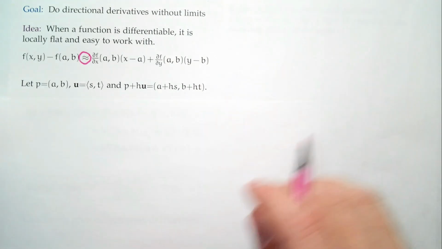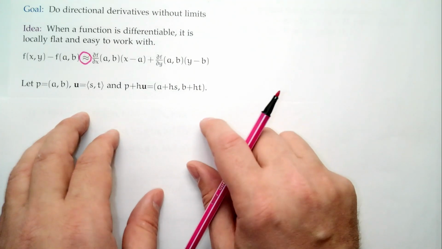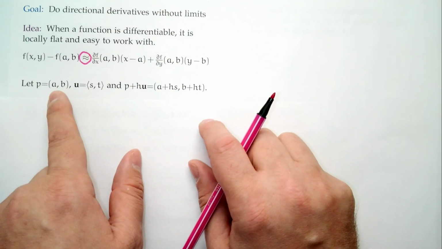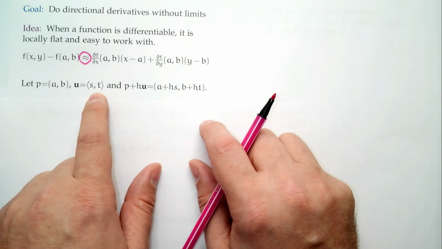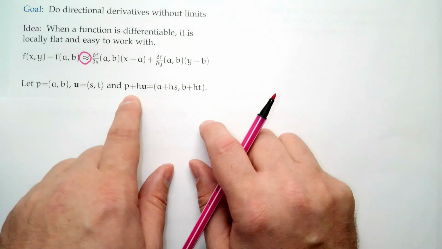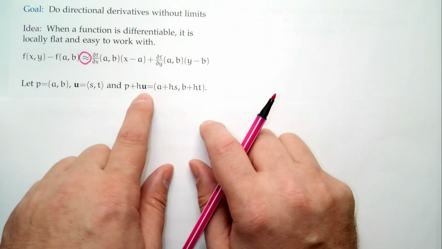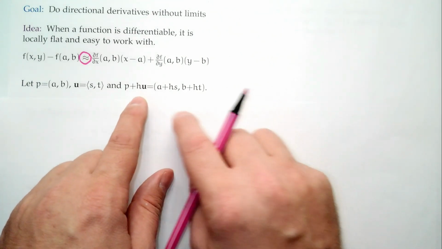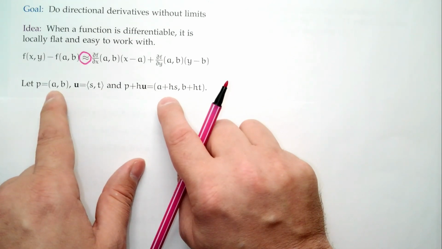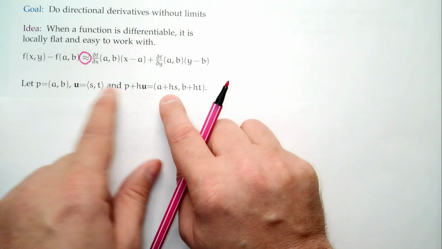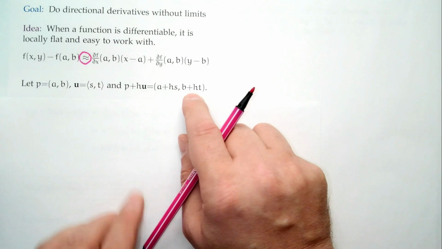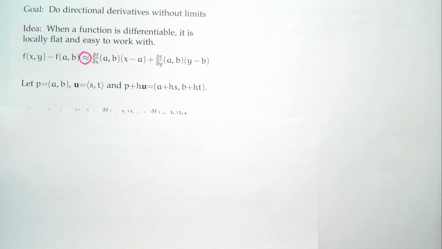Okay, so here we go. Let's just put our notation together. Our point is going to be a, b. Our vector, that's a unit vector, that's s, t. So that our point p plus h times our unit vector, well, that means I'm going to perturb. I'm going to take a, and then I'm going to move h times s in the x direction, so a plus hs, and then b plus h times t. That gives me my y coordinate.